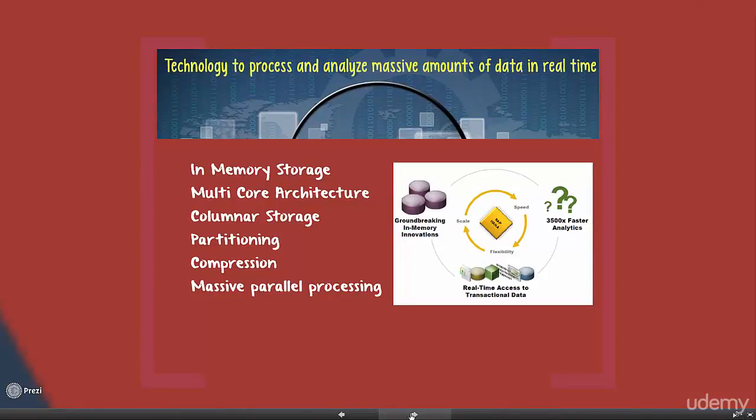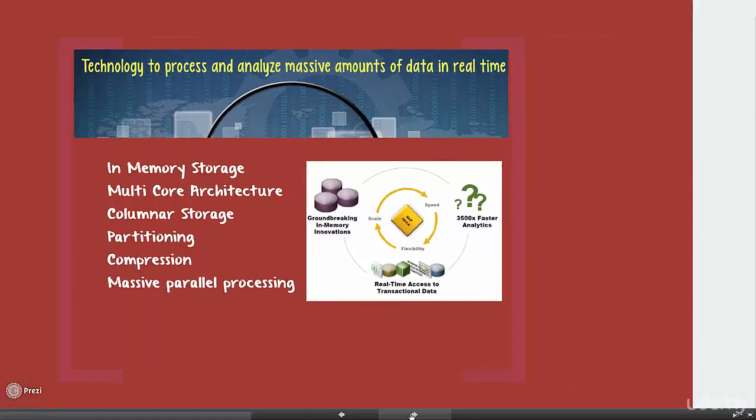So in a snapshot, these are the different innovations which HANA comes with, namely in-memory storage, partitioning, compression, multi-core architecture, and massive parallel processing. Let's take a look at what these innovations are about.